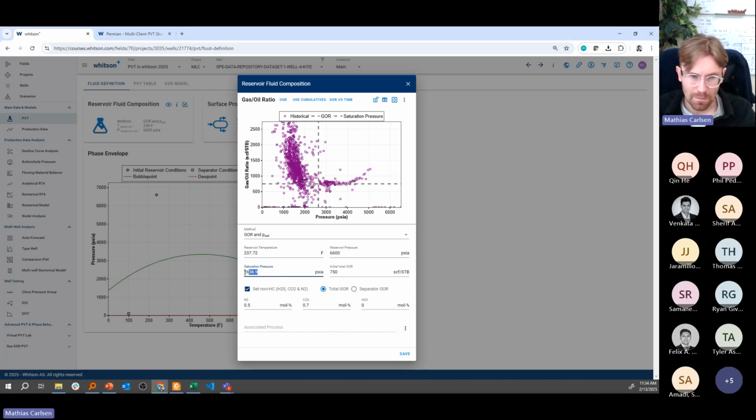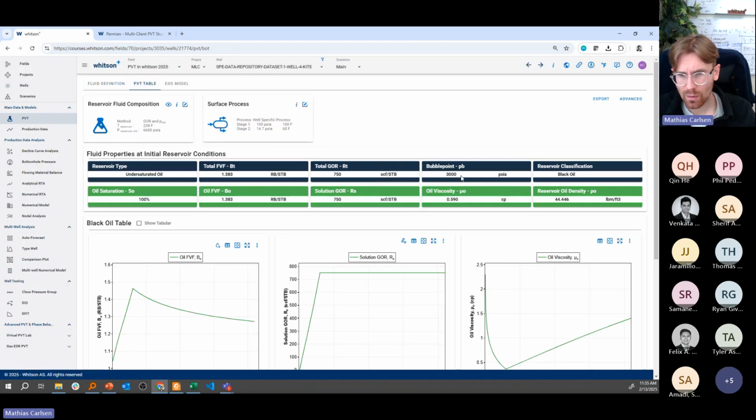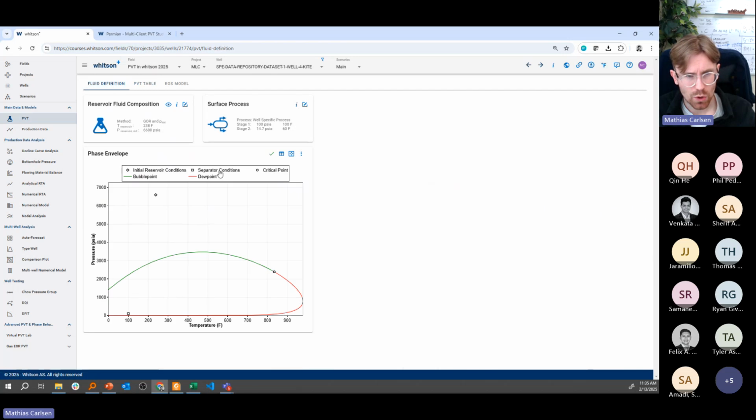So here I'd like everybody to put in 3,000 as saturation pressure, and then you can go in and click save. Then you have a fluid with the saturation pressure of 3,000 and the GOR of 750. Before, that method used to take a little bit of time, but now it's become extremely fast.